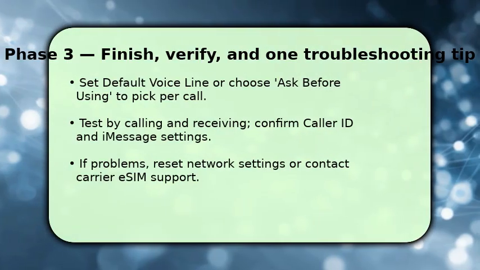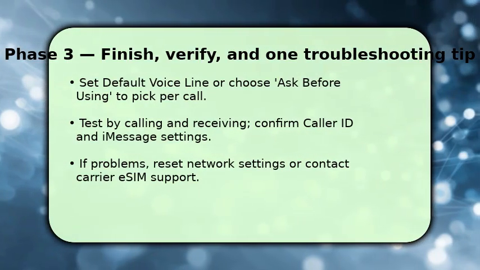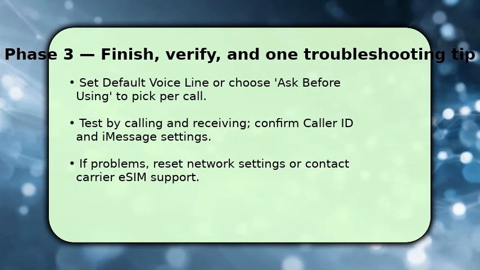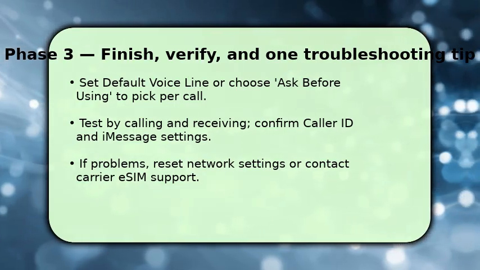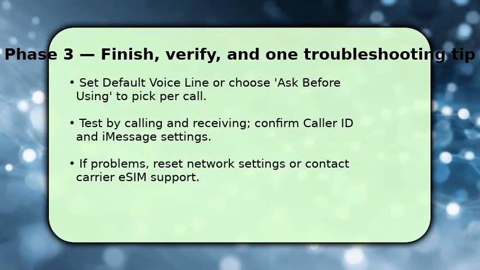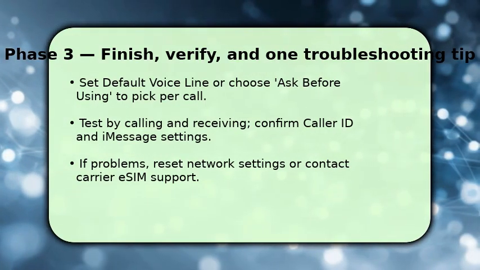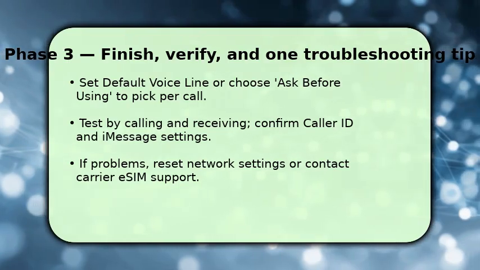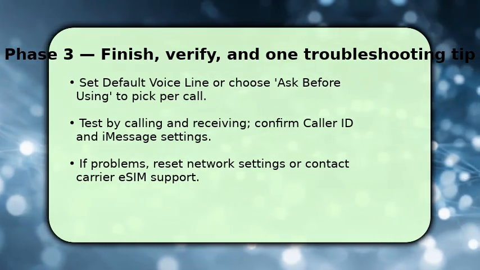You finalize by choosing how calls use lines. Set a default voice line for all outgoing calls or choose Ask Before Using when you want to pick per call. Then test both directions, place calls and receive them, and confirm caller ID, iMessage, and FaceTime use the intended line so contacts see the right number.